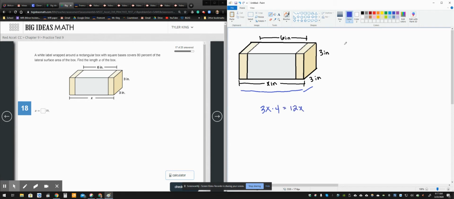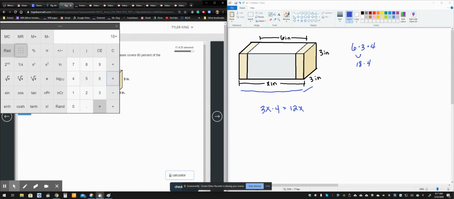Then we can do it for the paper label. We're going to do the same thing, 6 times by 3, because that's the one side of this. And there's 4 sides which are all the same because of the square base, so it's going to be times by 4. 6 times 3 is going to be 18. 18 times by 4 is going to be, I can't do that off the top of my head. Let's grab our calculator. 18 times by 4, and that's going to give us 72.